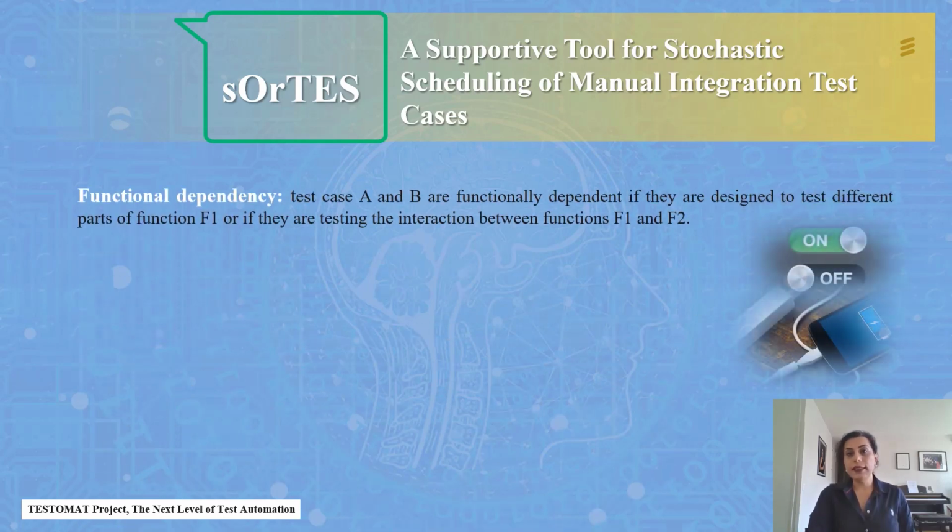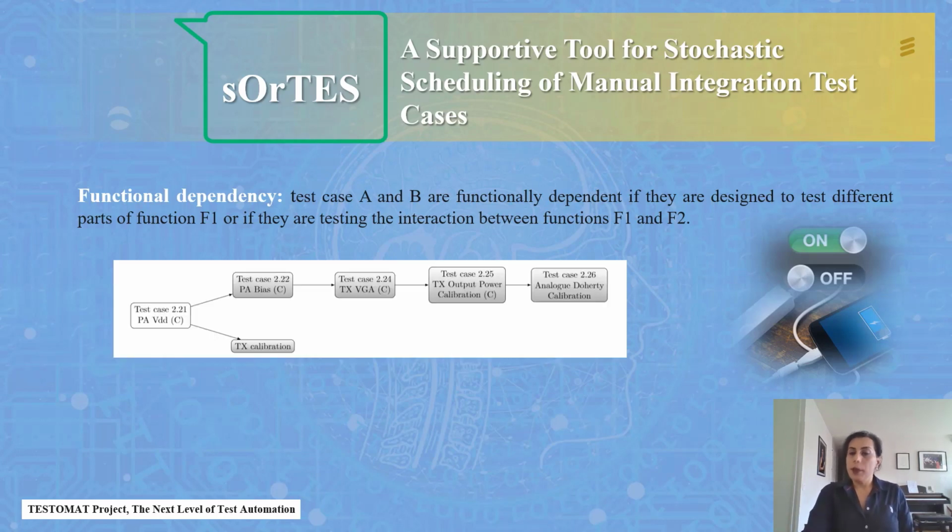Dependencies between test cases can be considered as functional dependencies. Assume we have test cases A and B. They are functionally dependent if they are designed to test different parts of function F, or they are testing the interactions between two different functions, F1 and F2.